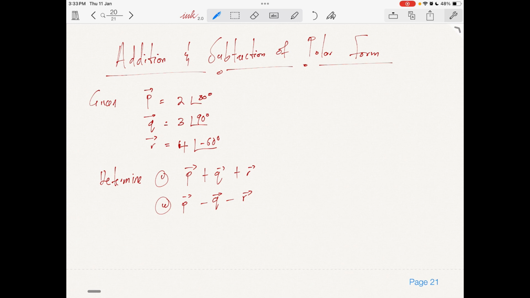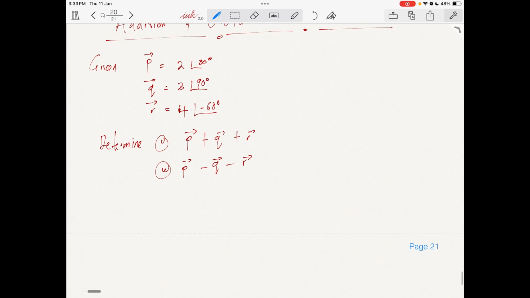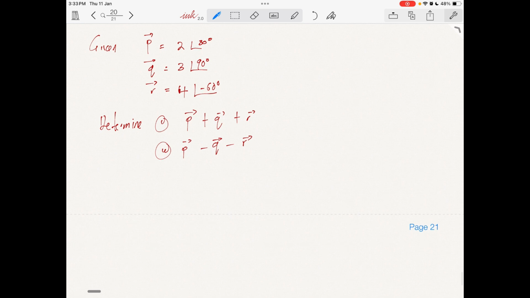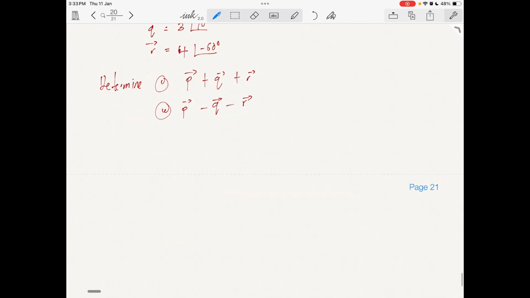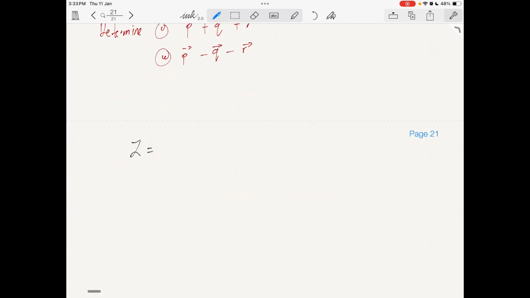We are given modulus p to be equals to 2 argument 30, and q to be 3 argument 90, and r to be 4 argument minus 60 degrees. Now, the first thing to do is to first convert each and every one of them to Cartesian format, right? So we recall that z is equals to r cos theta plus i sine theta.